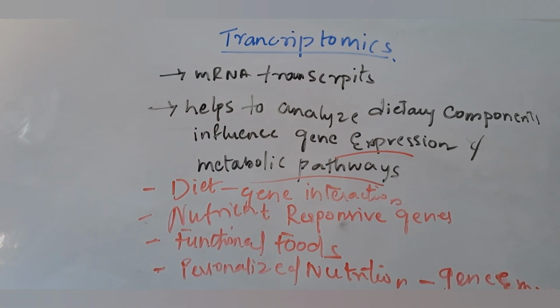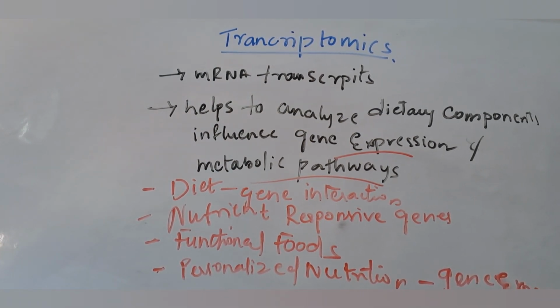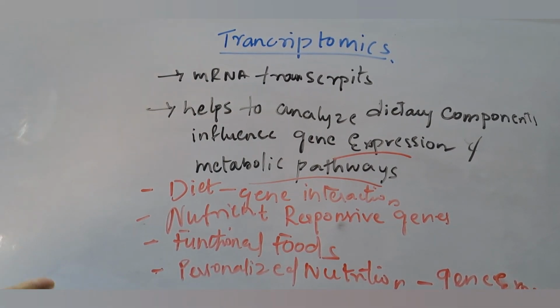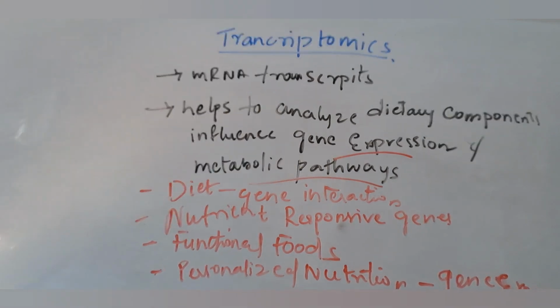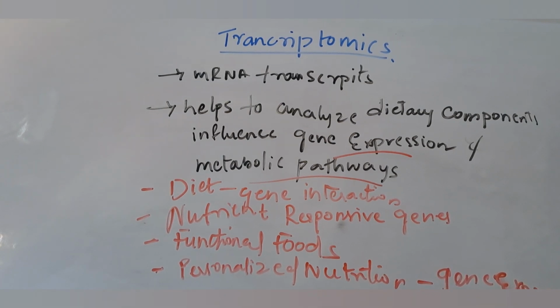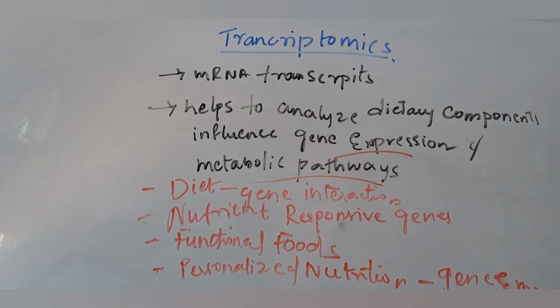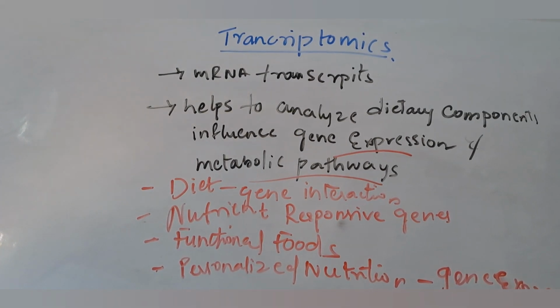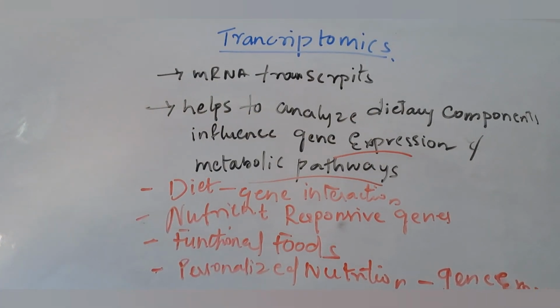And next is studying the impact of functional foods. Generally, transcriptomics helps to evaluate how bioactive compounds like polyphenols and flavonoids affect gene expression. For example, curcumin, which is present in turmeric, right? Curcumin modulates genes related to oxidative stress and inflammation. So that is a functional food.